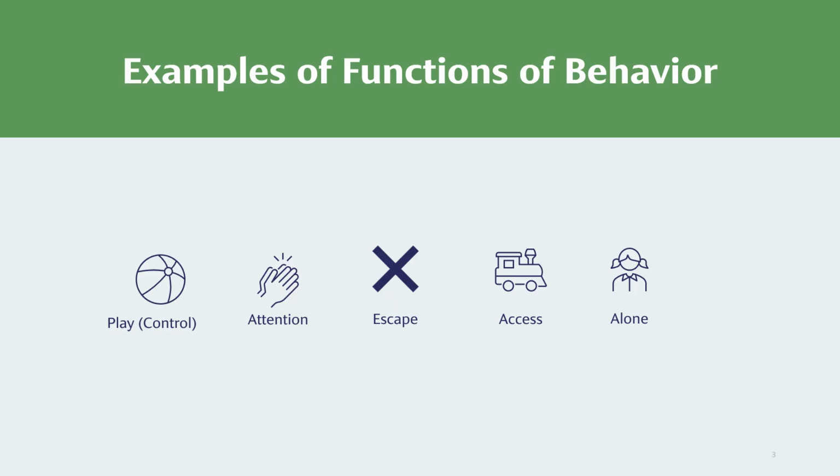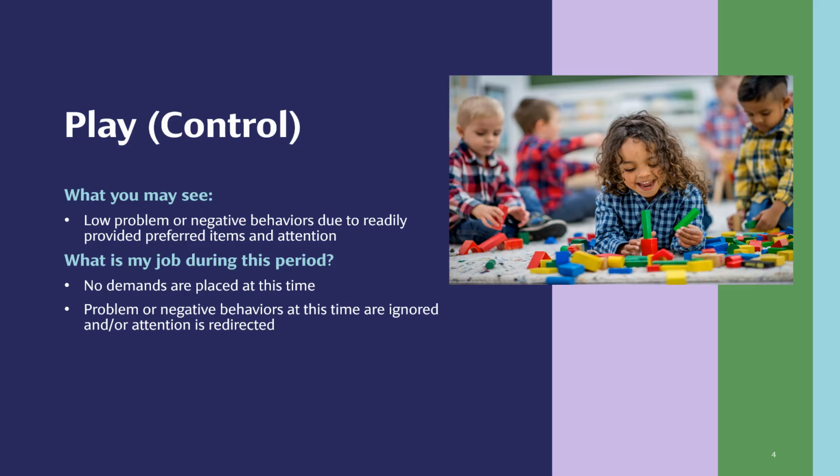Some examples of functions of behavior would include attention, escape from task demand, access to tangibles, or alone or automatic reinforcement. In this scenario, play is our control and our baseline for these functions. So what is play? Play is going to be our baseline. During this period, there are to be no task demands placed on the client. Problem or negative behaviors at this time are to be ignored and or redirected. During this period, you may see low problem or negative behaviors due to readily provided items of reinforcement and attention given to the client from yourself.